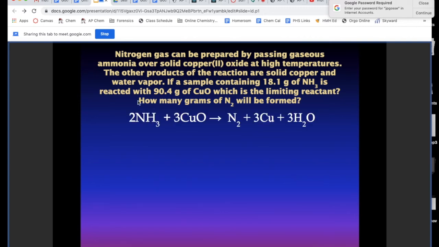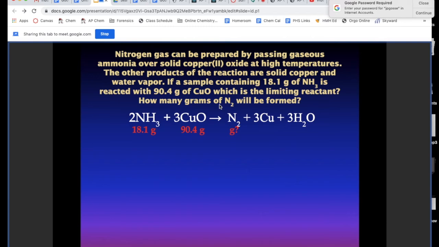I take my ammonia. Don't expect that you have this all down. Just kind of relearn this stuff. And I'm reacting it with the copper 2 oxide. I made nitrogen gas. I made copper. And I made water. And then I just balanced it. Right. Let's talk about what we have. It says I have 18.1 grams of ammonia. And I have 90.4 grams of CuO. And it says how many grams of N2 will I make?